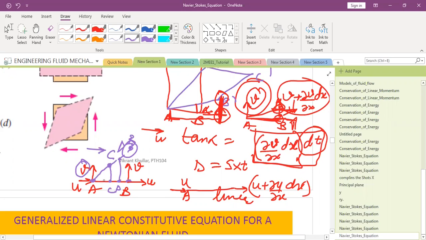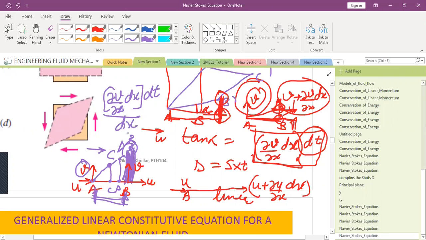X direction. Is that clear? So this vertical distance is equal to curly v by curly x into dx into dt. And if there is no linear deformation, then this horizontal distance will remain dx. So tangent alpha becomes equal to curly v upon curly x into dt.